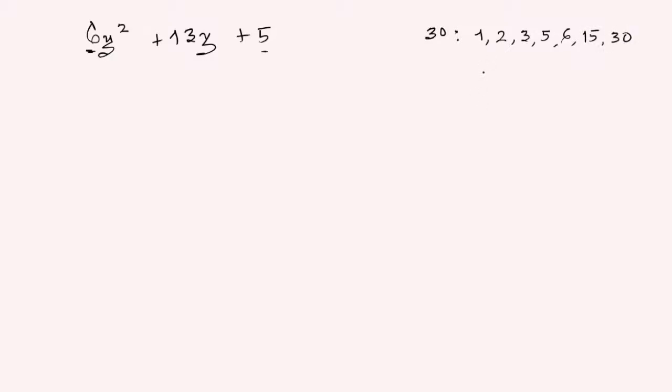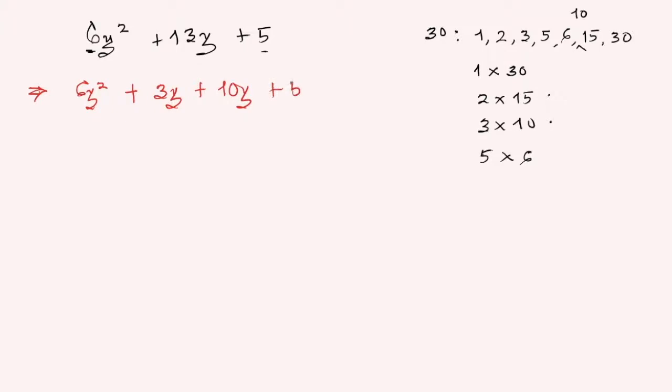So we can combine these factors by 1 multiplied by 30 gives us 30. 2 multiplied by 15 gives us 30. 3 times 10. Okay, I missed out 10 here. Excuse me. 5 times 6. So the rational choice to use would be 3 and 10. And so if we rewrite this, we would have that 6y squared plus 3y plus 10y plus 5 equals 0. I omitted that here.